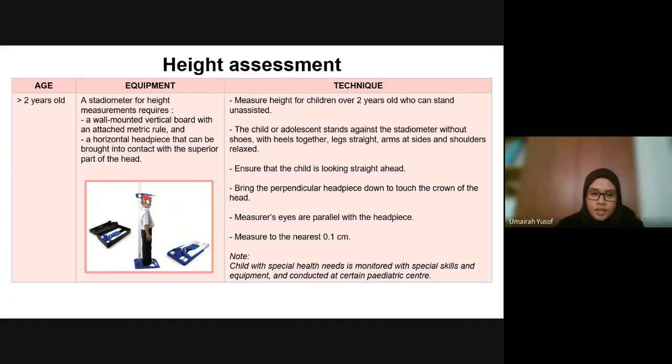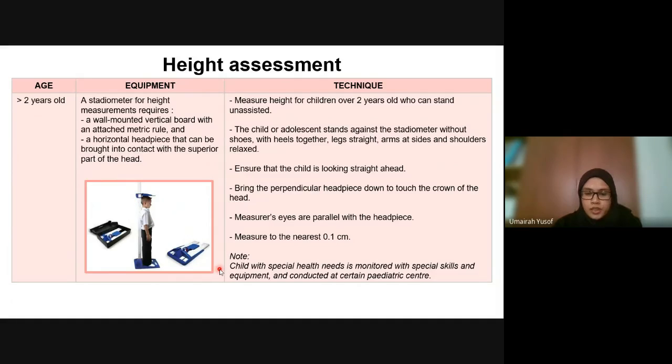Then the child stands against the stadiometer without shoes, with heels together, the legs straight, the arms at the sides, and shoulders relaxed. Then we ensure the child is looking straight ahead, and we bring the perpendicular headpiece down to touch the crown of the head. The measurer's eyes are parallel with the headpiece. Then we measure to the nearest 0.1 centimeter.